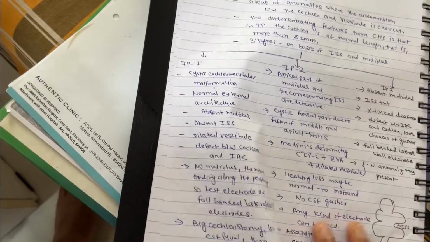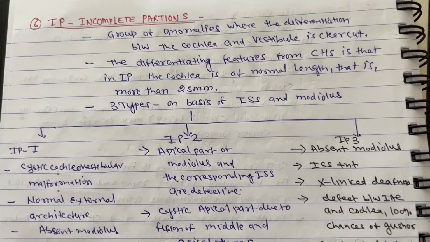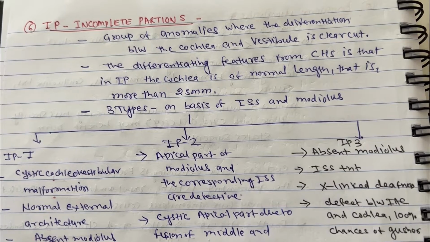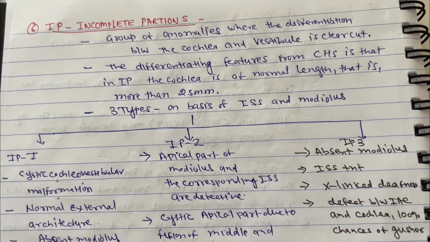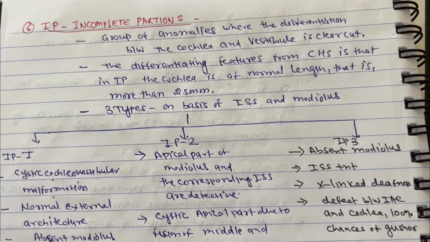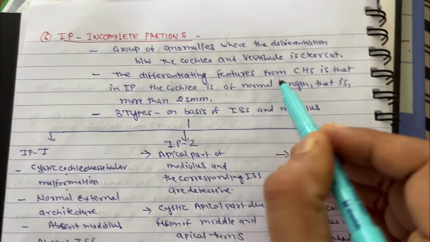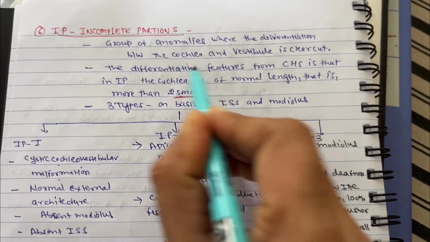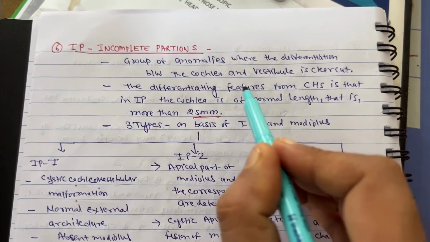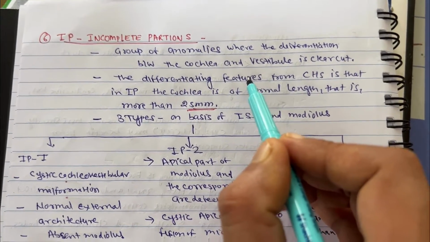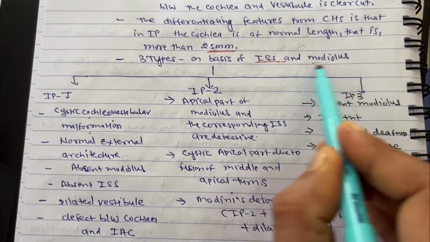Now talk about incomplete partition. It is the 6th division. In this group of anomalies, the differentiation between cochlea and vestibule is clear-cut, and the differentiating feature from cochlear hypoplasia is that in incomplete partition the cochlea is normal length, about 25 mm in size, and normal in external appearance. There is complete formation of the cochlea but there is a defect inside the cochlea. It is 3 types, on the basis of interscalar septum and modiolus.